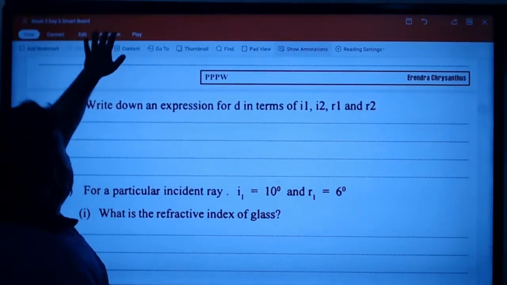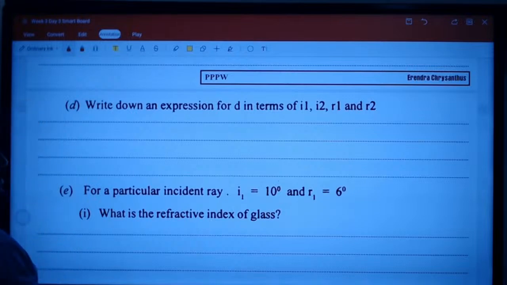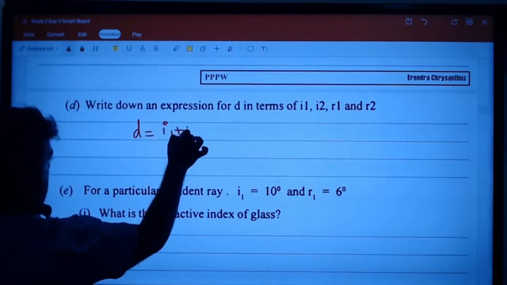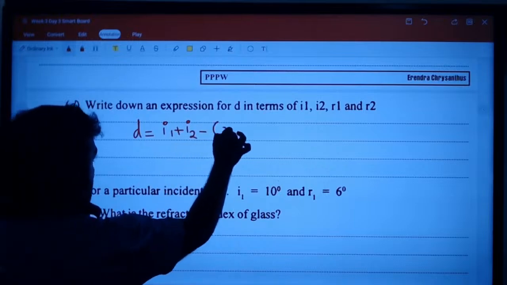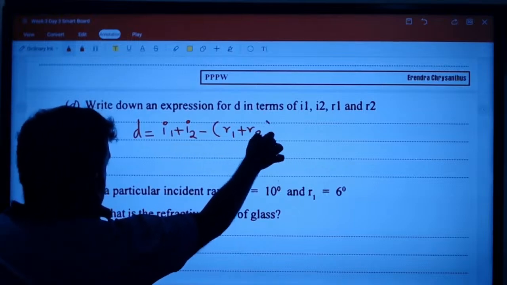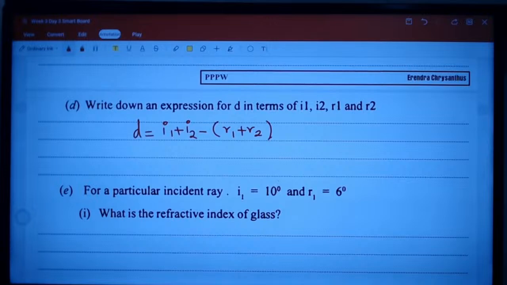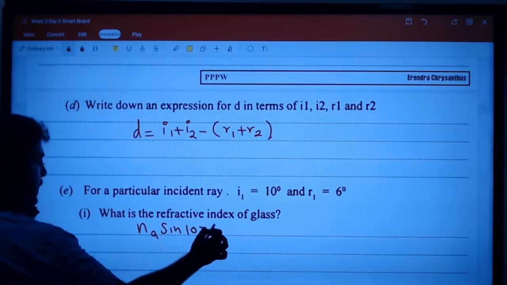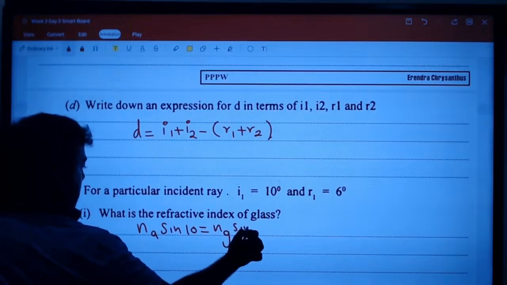Write an expression for the deviation. Deviation is i1 plus i2 minus (r1 plus r2). For a particular ray, i1 is 10 and r1 is 6. What's the refractive index? n = sin 10 over sin 6.